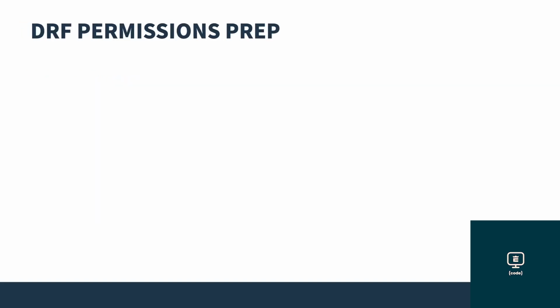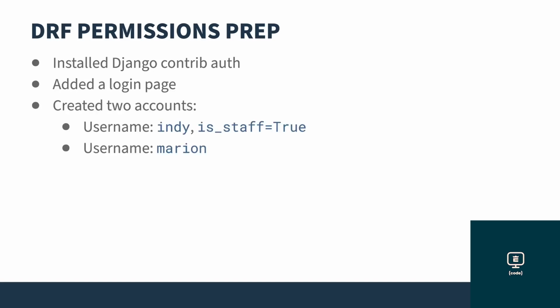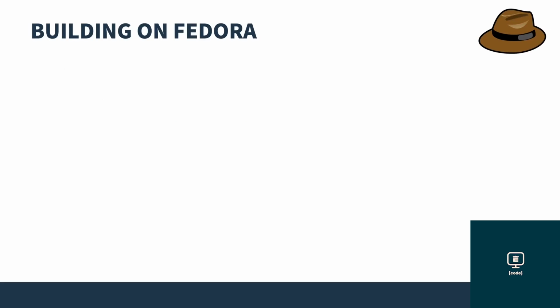In case you skipped the previous lesson, I'll just quickly run through what I did. I installed the Django contrib auth module. I added a login page, and I created two accounts, one called Indy with the staff parameter set to true, and one called Marion. Okay, the background's in place now. I've got some accounts so that I can show you who can do what with different permissions.